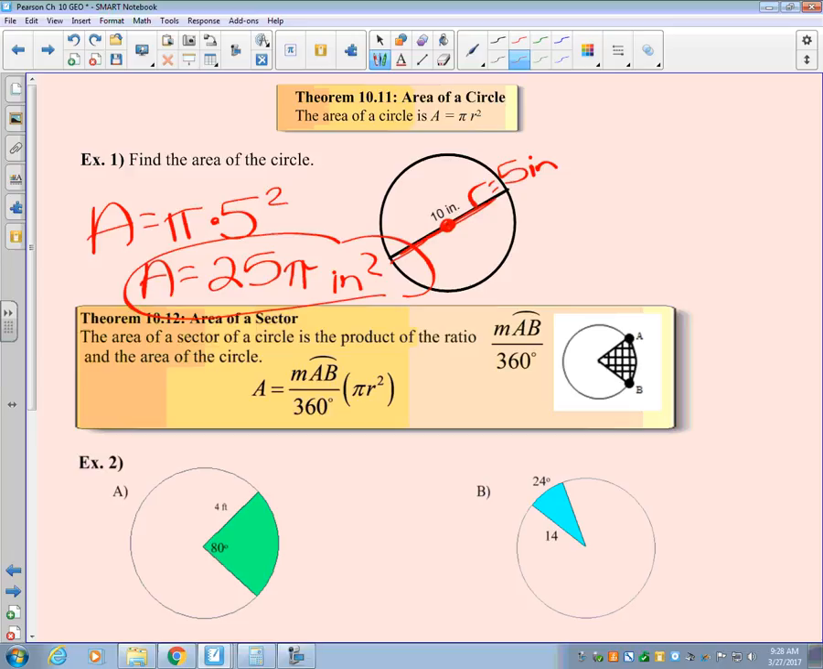Dylan, do you have a question? No. Okay. All right, so that's the area of a circle. We do that in 6th grade and up. So that should all be kind of a review.